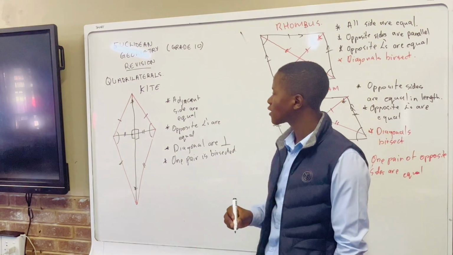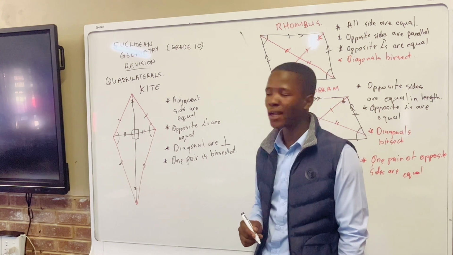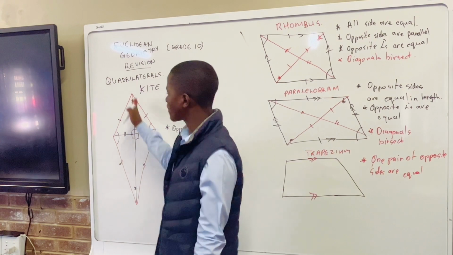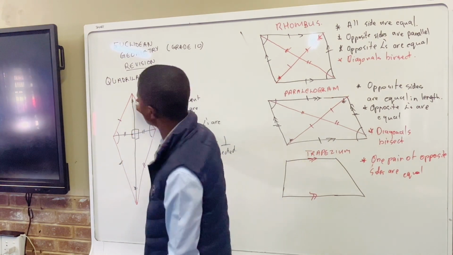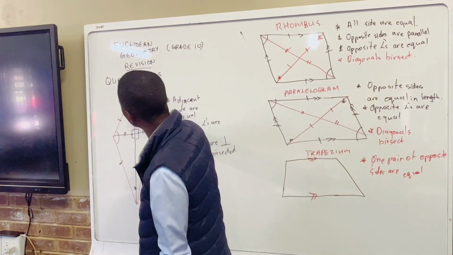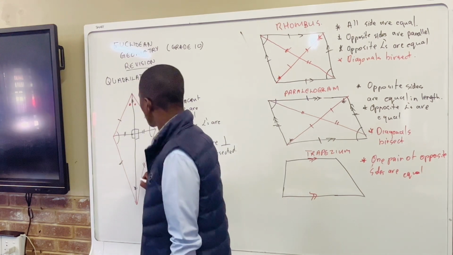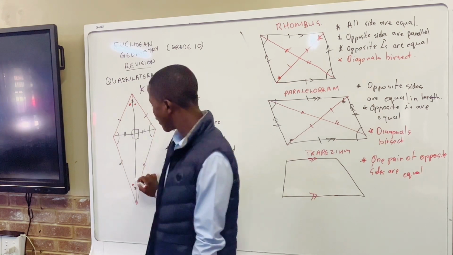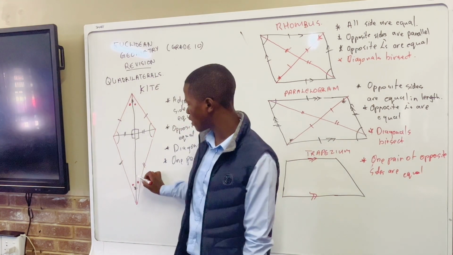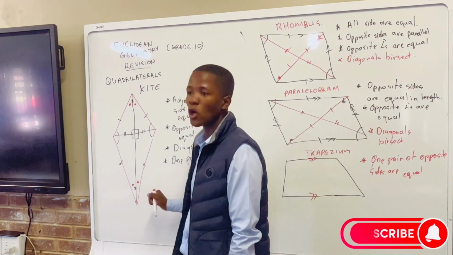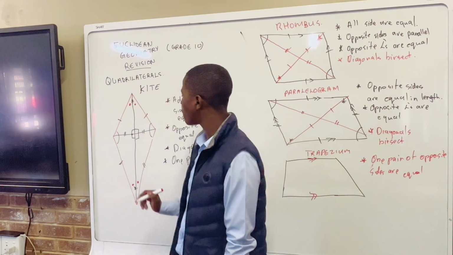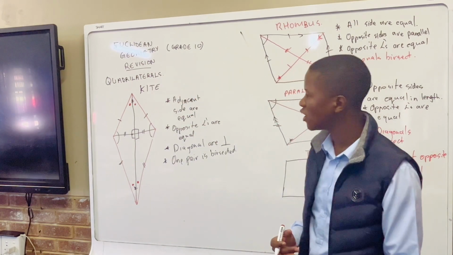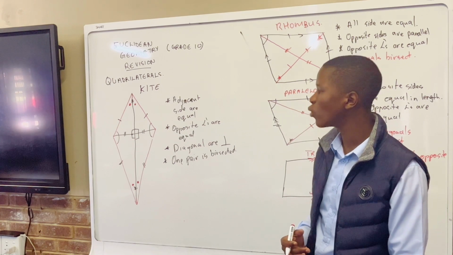And after that, one thing that you need to take note of is that your diagonals also bisect your corner angles. So all of these corner angles are going to be equal. Let's say this is 30 degrees, this is also going to be 30 degrees. Okay. So basically the diagonals also bisect your kite. So these are some of the properties of a kite that you need to take note of.